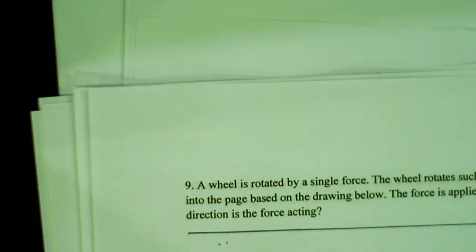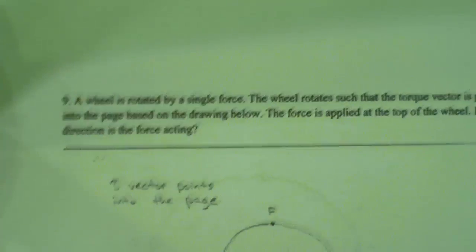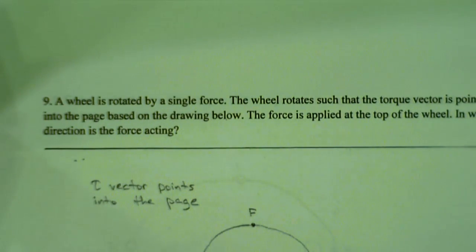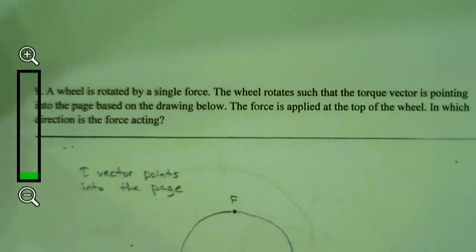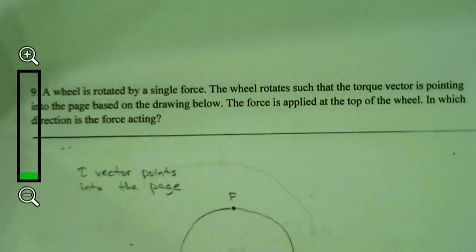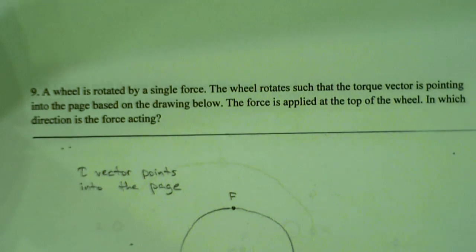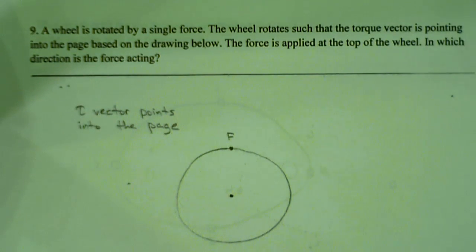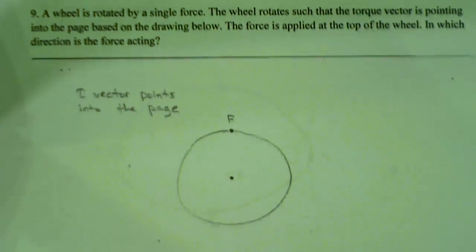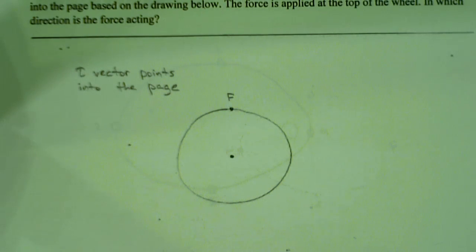All right. So we'll move on to the next question. So this one is practicing the right-hand rule. This could be a conceptual question or a multiple choice question. A wheel is rotated by a single force. The wheel rotates such that, let me zoom out a little, the torque vector is pointing into the page based on the drawing below. The force is applied at the top of the wheel, and the question asks, in which direction is the force acting? Okay, so we're going to do this using the right-hand rule.